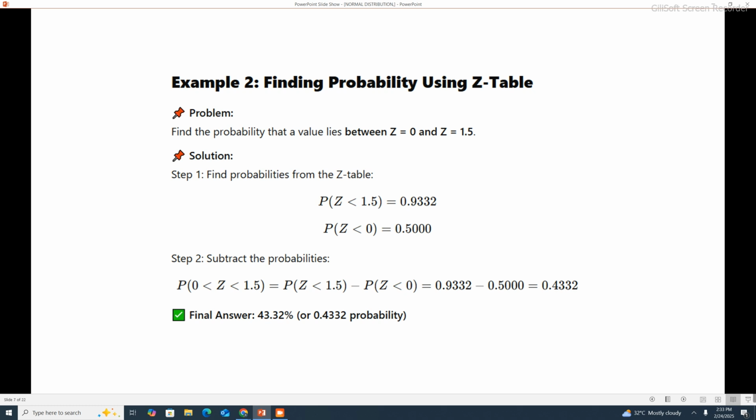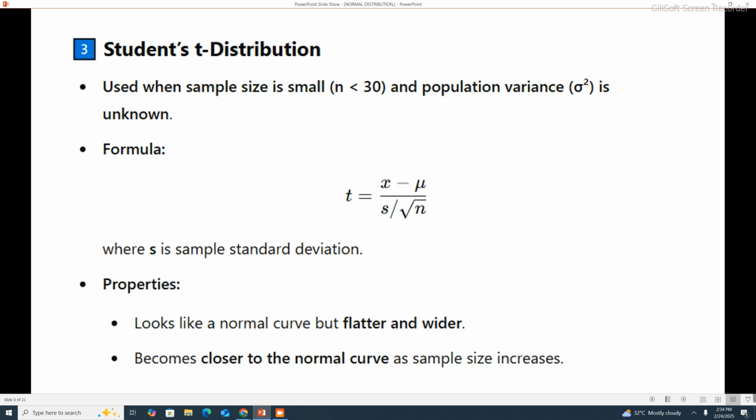For example, again, we're looking at another probability. Now they say find the probability that lies between Z equals 0 and Z equals 1.5. Look at it now. You check your Z table for 1.5, 0.9332. Check your Z table for 0, 0.5. So since they are saying it lies between, that is, it is greater than 0 and less than 1.5, that means we subtract these to get the probability.